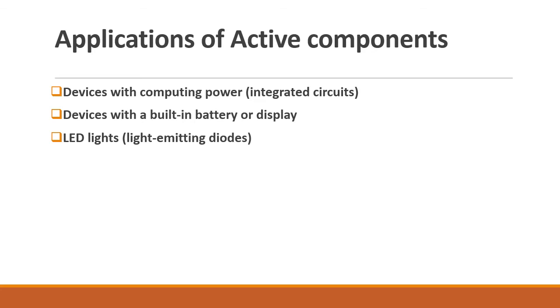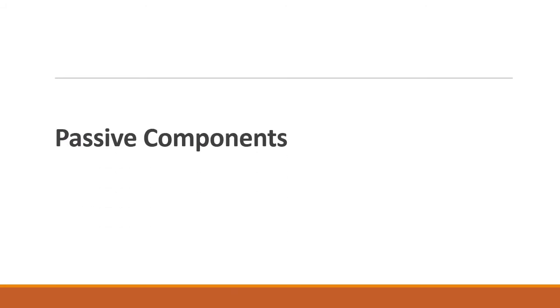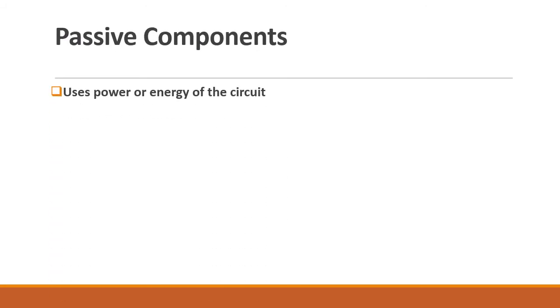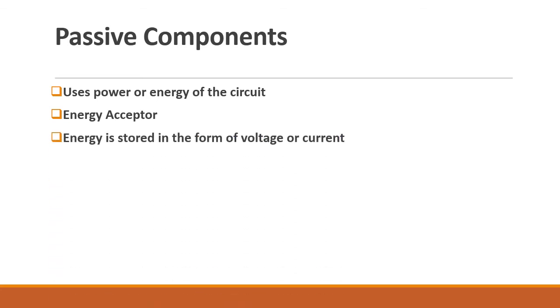Now we will go for passive components. Passive components use power or energy of the circuit. Therefore, they are called energy acceptors. And the energy is stored in the form of voltage or current. In the case of active components, energy is produced in the form of voltage or current. In the case of passive components, energy is stored in the form of voltage or current.